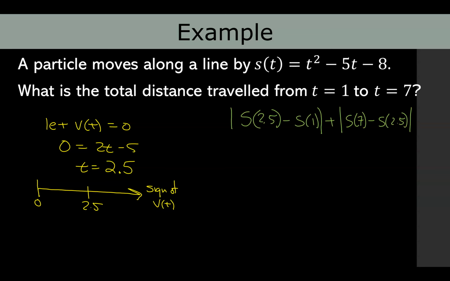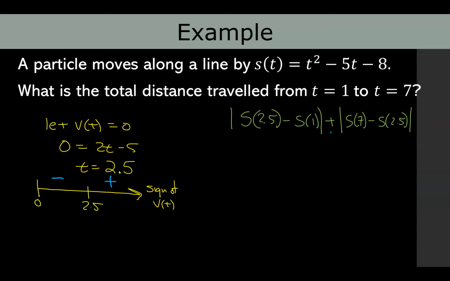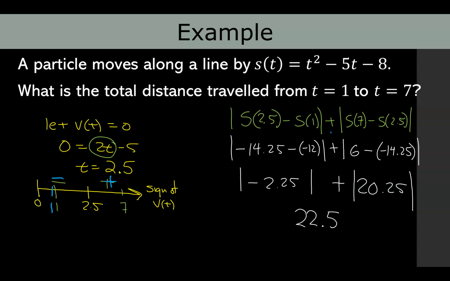We want to make sure the velocity changes signs. This leads into something else. For numbers less than 2.5, like 1, the velocity is negative, and then the velocity is positive after that. So in order to find total distance traveled, we have to treat movement in the negative direction as positive and movement in the positive direction as positive. So from time equals 1 to time equals 2.5, we get a change in position that's negative, so we put absolute value on that. And from 2.5 to 7, we get a change in position that's positive. We make that positive, and we get total distance traveled.